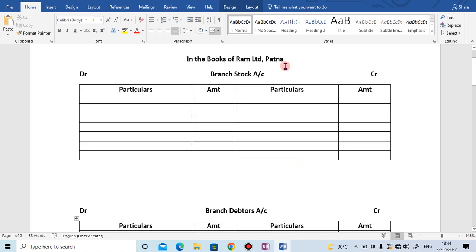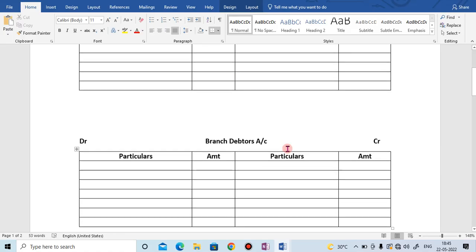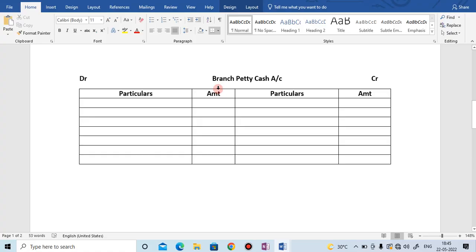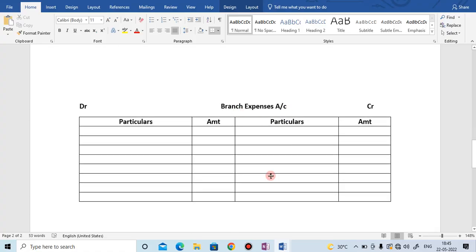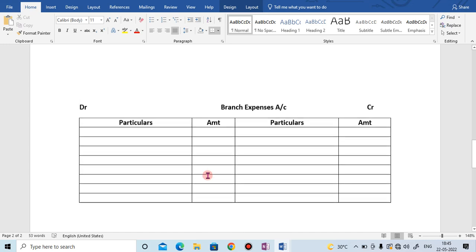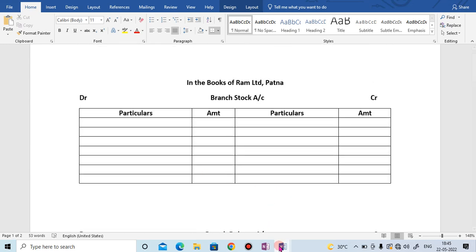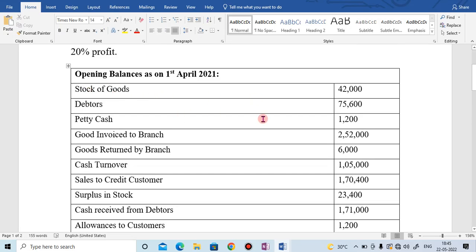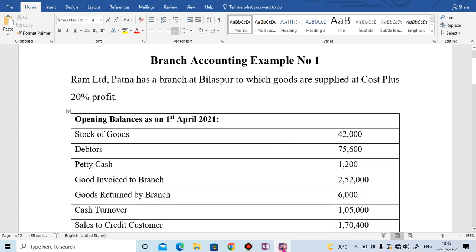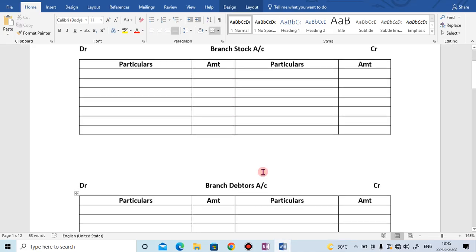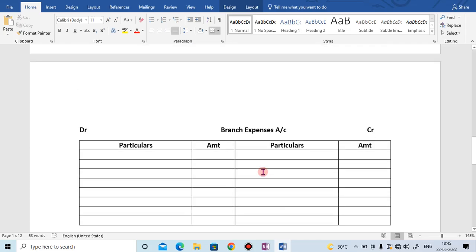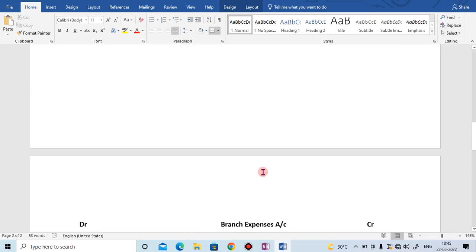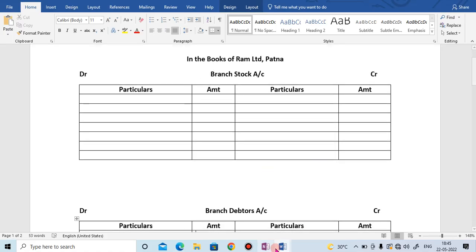Like in the books of Ram Limited Patna, first you have to prepare the branch stock account, with debit side and credit side, then the branch debtors account, branch petty cash account, branch expenses account, and branch adjustment account. Now in these accounts we have to post the entries of these particulars, one by one in each account. After preparing these accounts, first of all we have to calculate the loading.